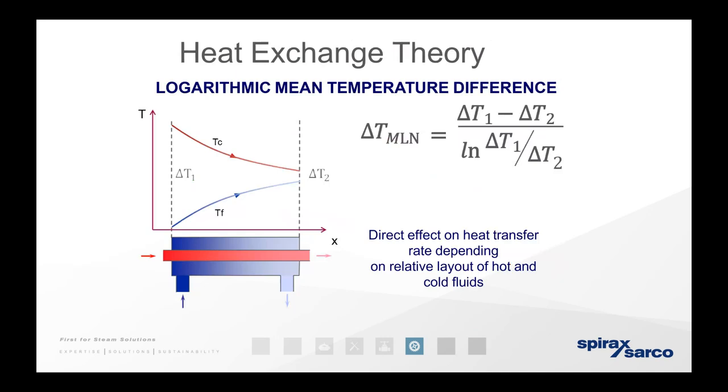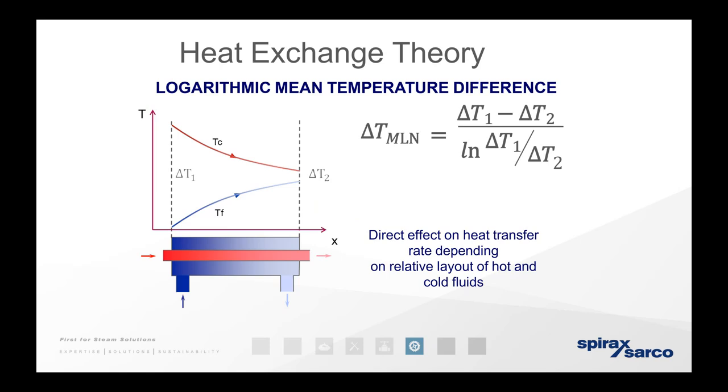So, the logarithmic mean temperature difference, the temperature difference you have between your primary and your secondary. There is a direct effect on heat transfer rate depending on the relative layout of the hot and cold fluids. By knowing the gap between your hot and your cold, you can calculate the size of the heat exchanger, the area that you require to transfer the heat and bring your secondary up to the temperature you need.